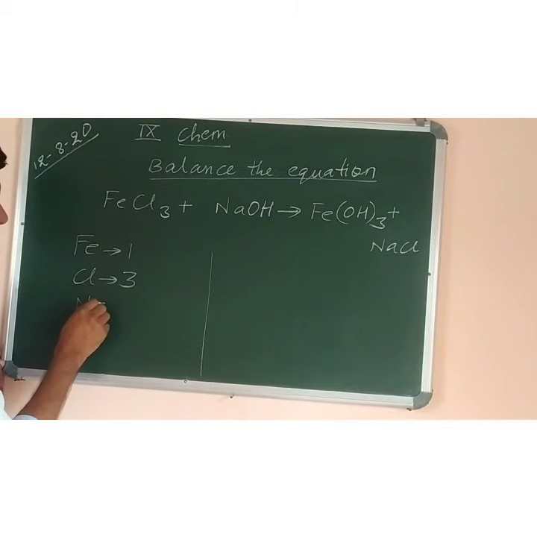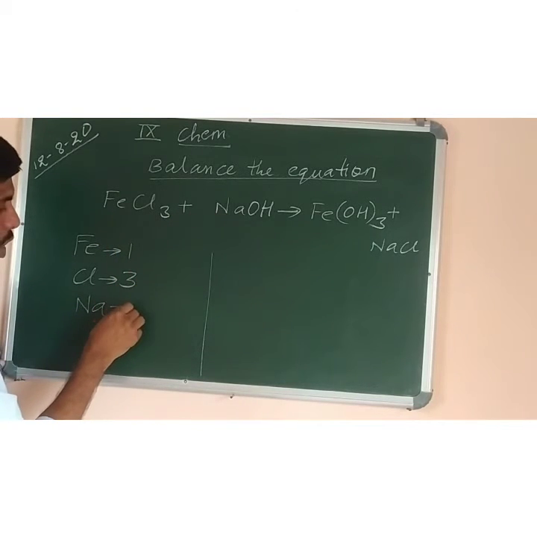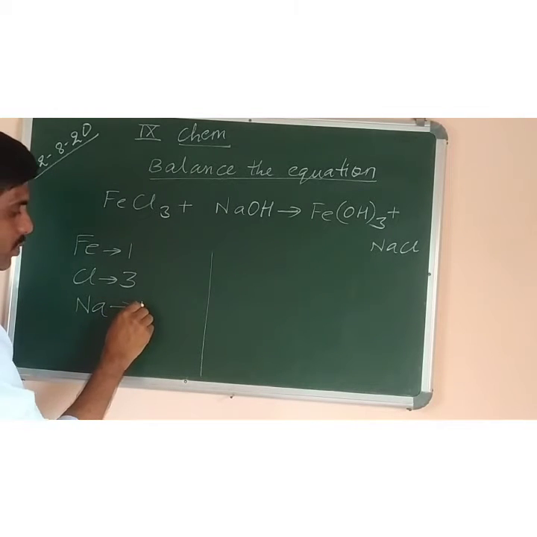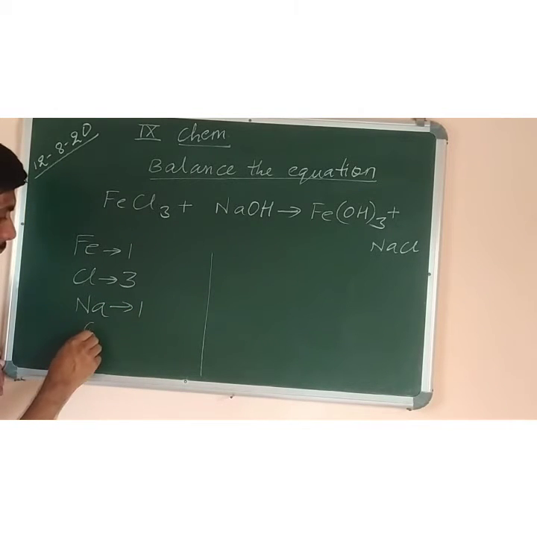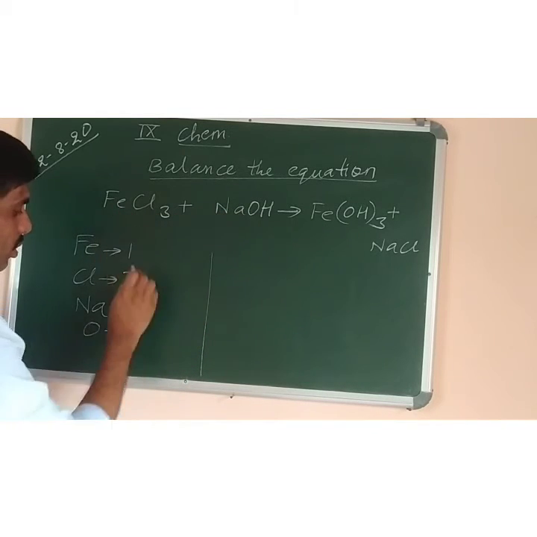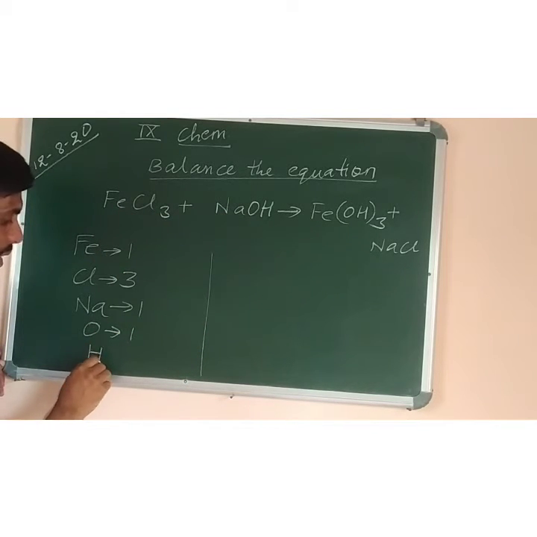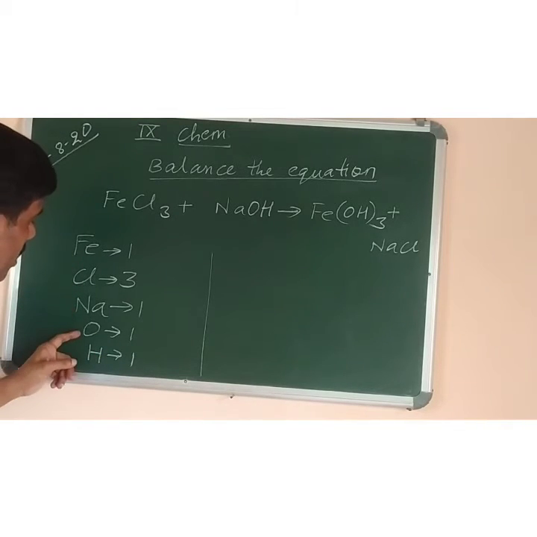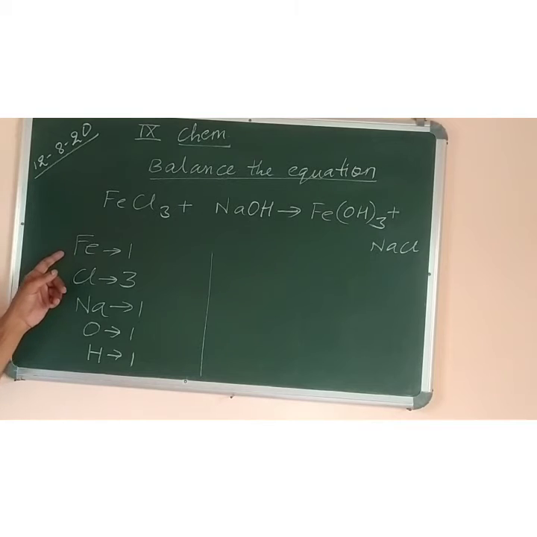Then we have sodium, that is Na. How many are there? Only 1 atom of sodium, so write 1 here. Then we have oxygen, O. How many are there? Only 1 O is there, this side no O, so 1. And then hydrogen is also there. How many? 1. So iron, chlorine, sodium, oxygen, hydrogen. These 5 elements are there. 1, 2, 3, 4, 5.